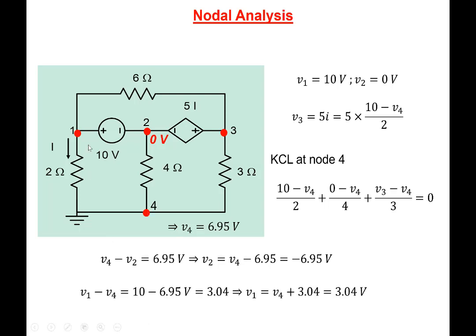Similarly, we can find out the value of, let's say, V1. V1 we know was 10, and V4 we just found out was 6.95. So V1 minus V4 is 10 minus 6.95, equal to 3.04. So we can write V1 equal to V4 plus 3.04. Now we can restore V4 back to ground, and then V1 becomes 3.04. So the value of V1 with respect to V4 is 3.04. When we say value of V1 with respect to V4, we are saying V4 is taken as ground here.